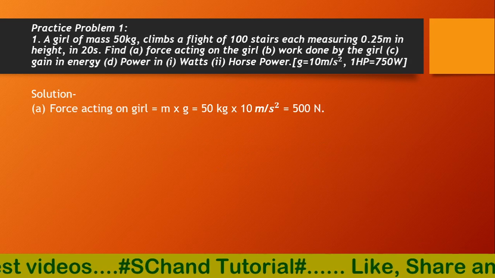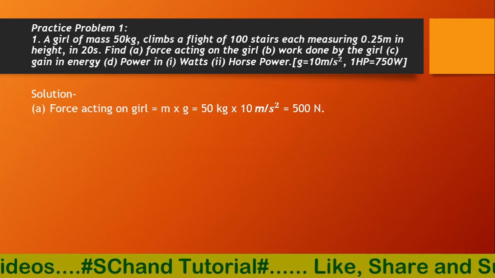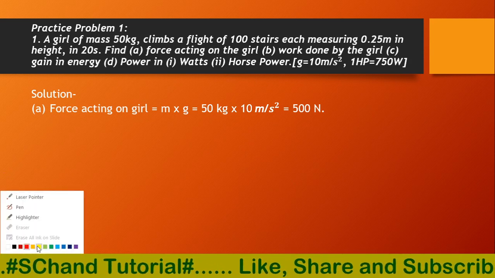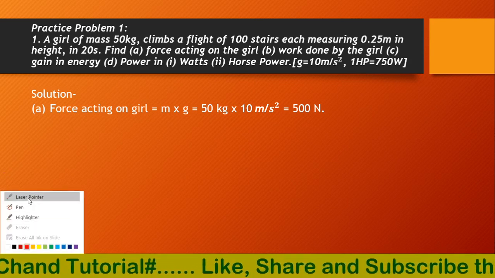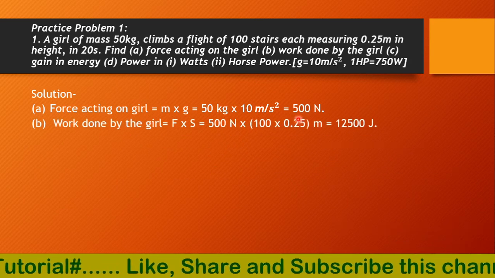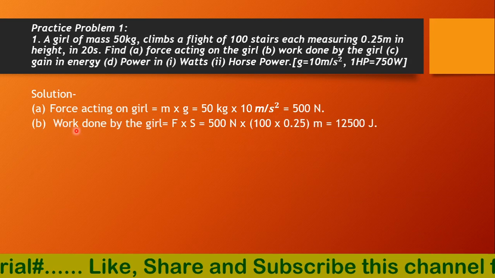First, A part, force acting on the girl, that is equal to the weight of the girl, m into g. So m is given, that is 50, and g is given 10 meter per second square, so it will come out to 500 Newton. Then we have second part, B part, work done by the girl.